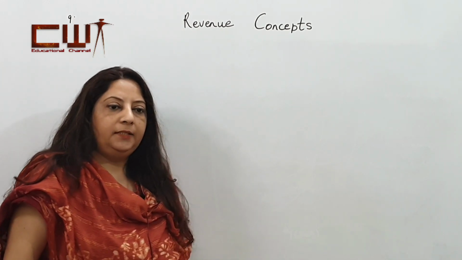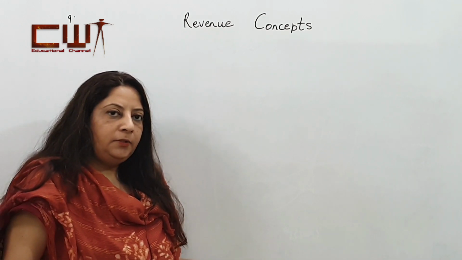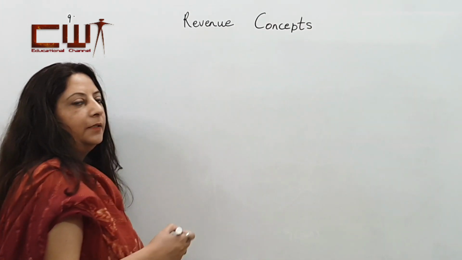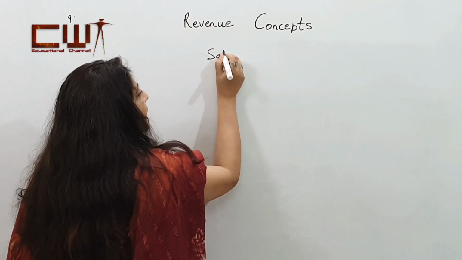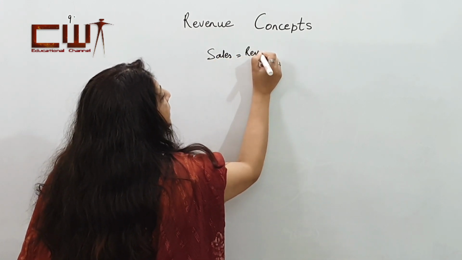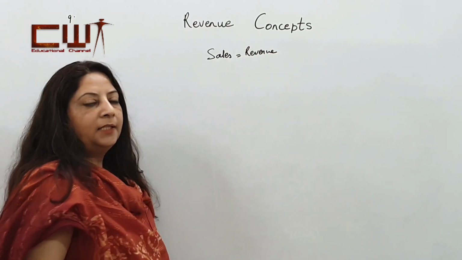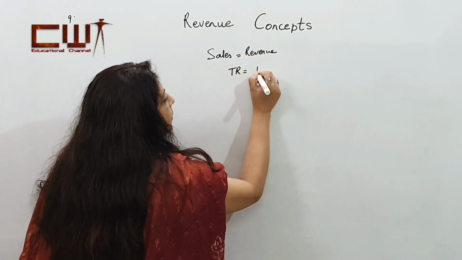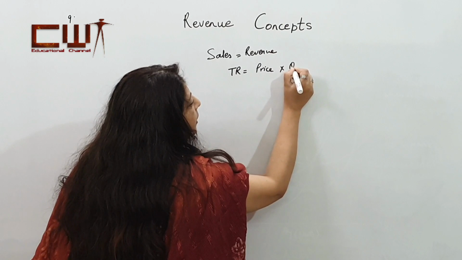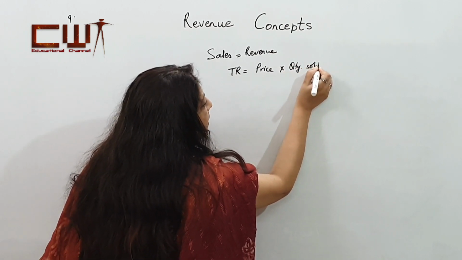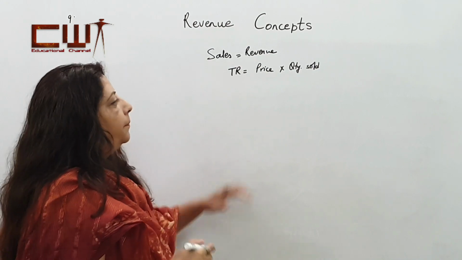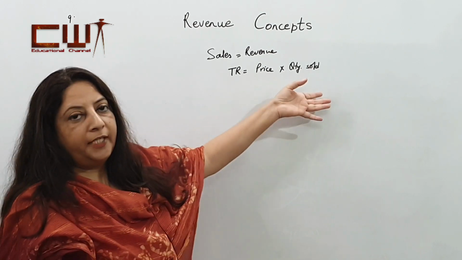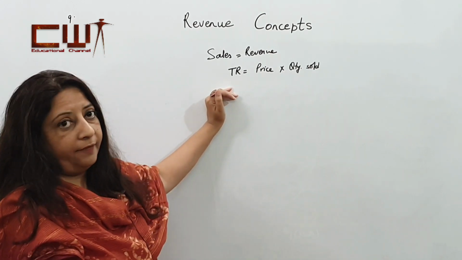Revenue means, simply stating, the sales. The amount the producer is getting by selling his produce is the revenue. Our sales is basically the revenue, what we are getting by selling the produce in the market. So simply stated, total revenue is equal to price into the quantity which is sold. The price per unit of the product in the market multiplied by the quantity sold by the producer is the total revenue.